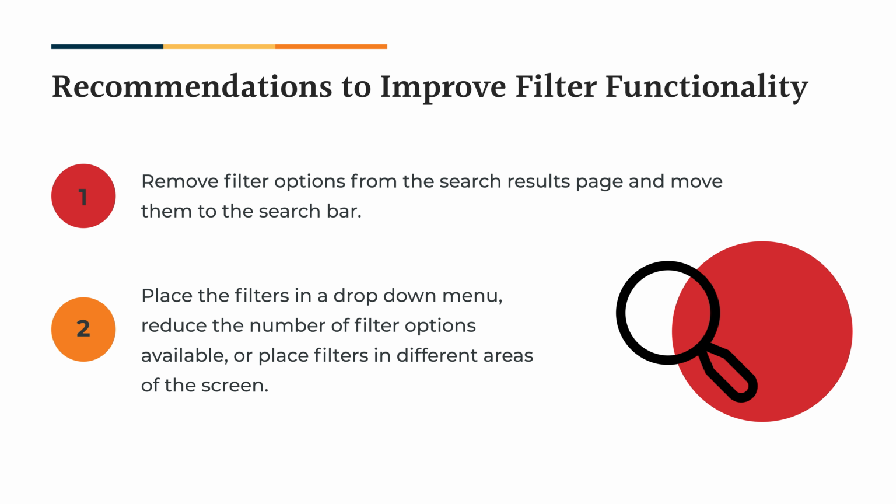We recommend that digital collections remove some filter options from the search results page and move them to the search bar. This will give users the ability to make initial searches with filters applied to locate items more efficiently. Additionally, we recommend placing the filters in a drop-down menu, reducing the number of filter options available, and/or placing filters in different areas of the screen to reduce overcrowding and the amount of scrolling required by the user.